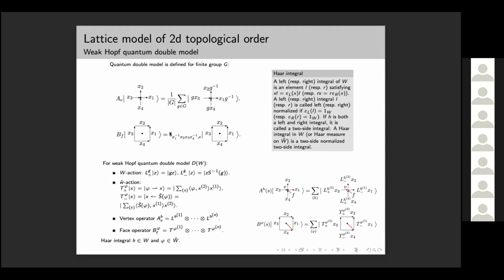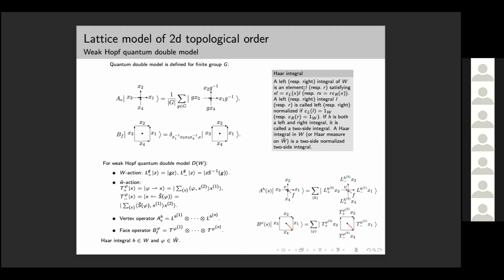And for this BP, we do this kind of operations. Actually, we can reinterpret this as a special element of this quantum double. Actually, this is called the Hopf integral. A Hopf integral is an element such that it satisfies these conditions.